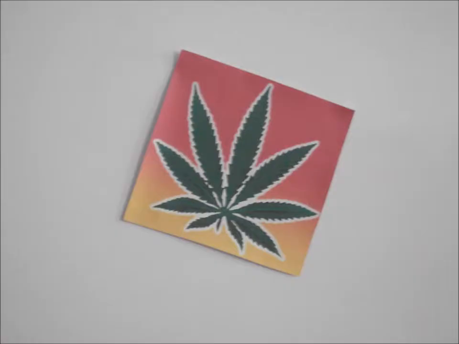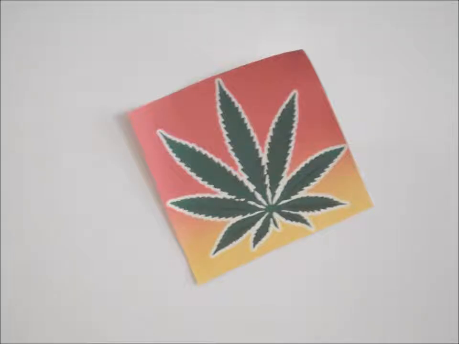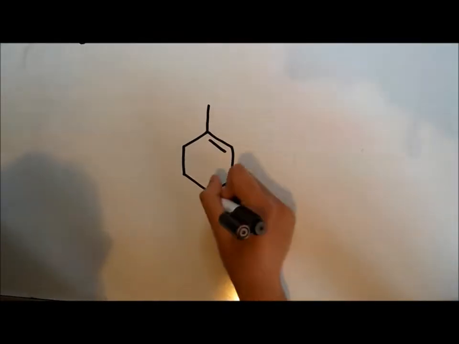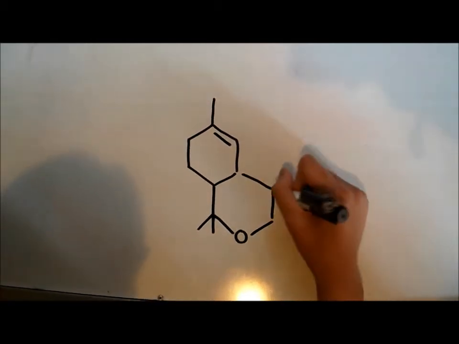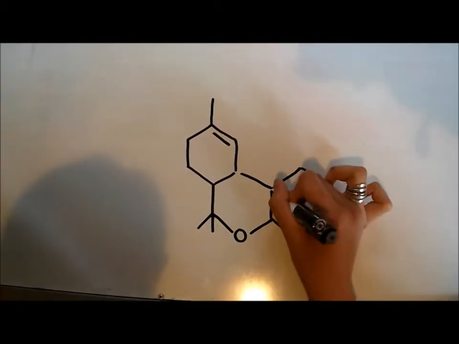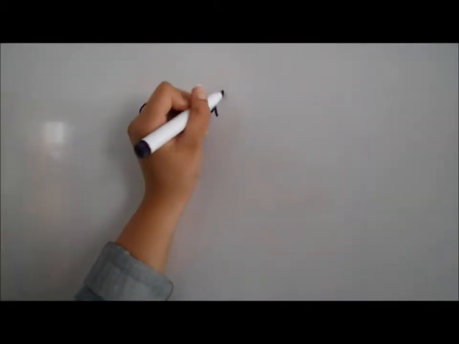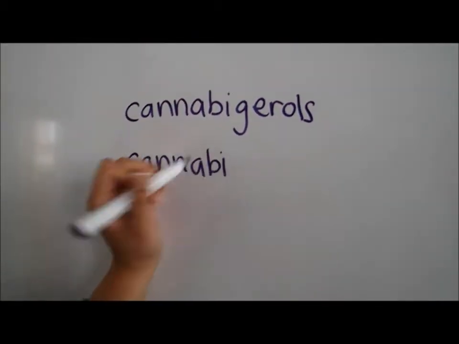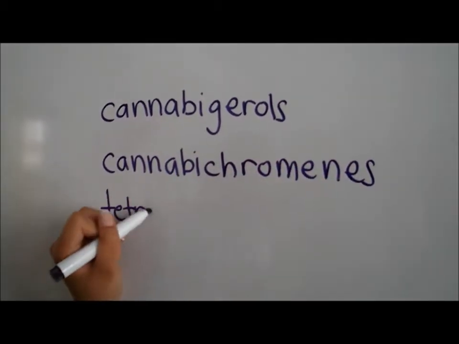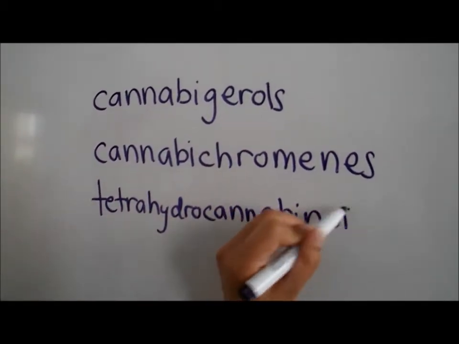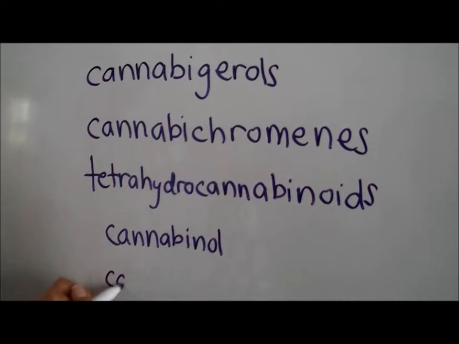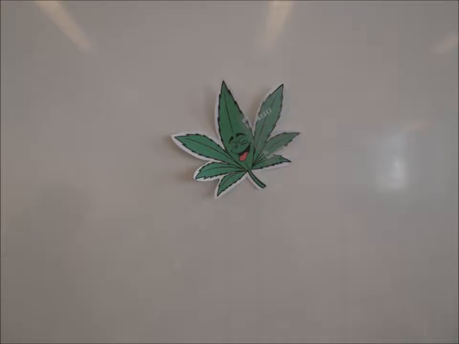Cannabinoids are some of the natural components found in the cannabis sativa plant. The most common active ingredient is delta-9 tetrahydrocannabinol, also known as THC, which produces the psychoactive effects of cannabis. Other cannabinoids include cannabigerols, cannabichromines, tetrahydrocannabinols, cannabinol, and cannabidiol.